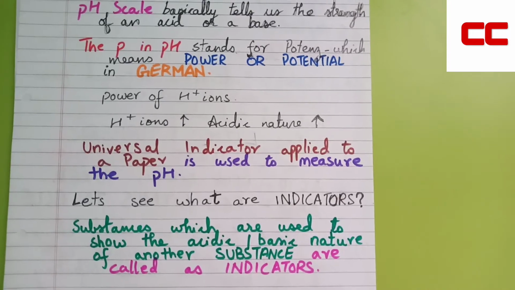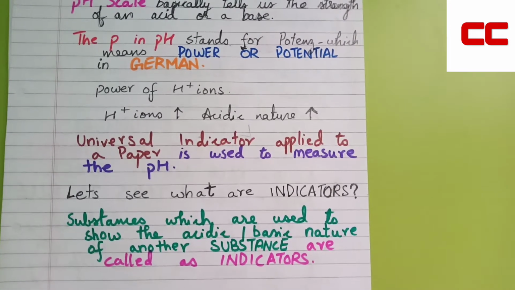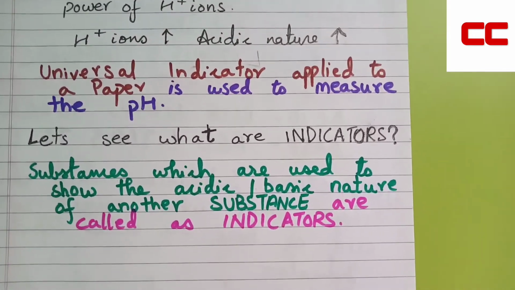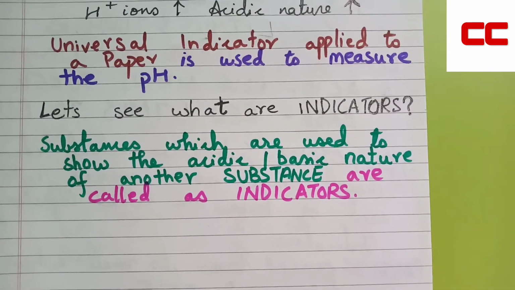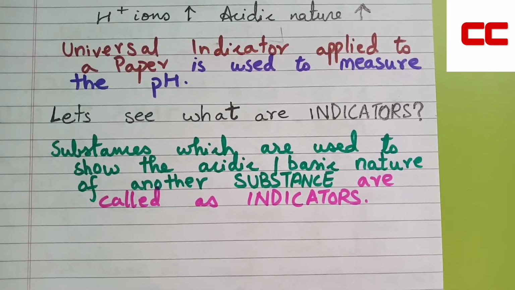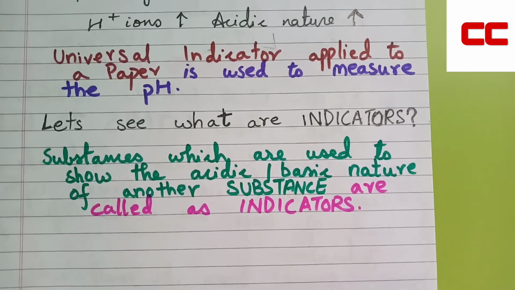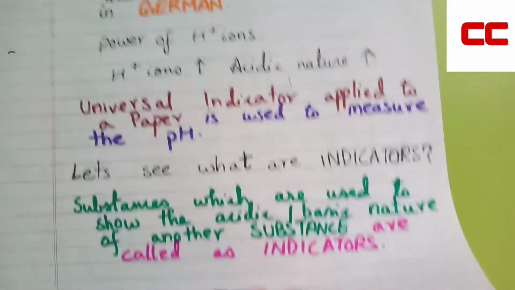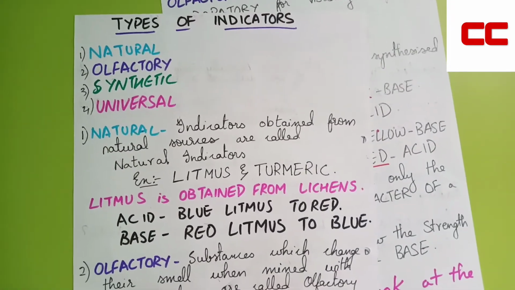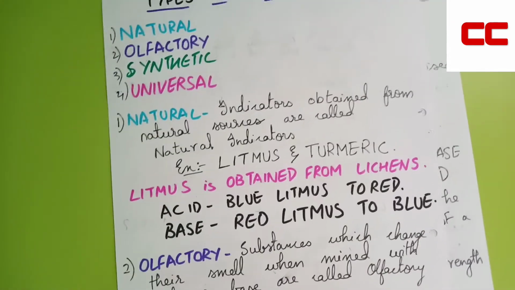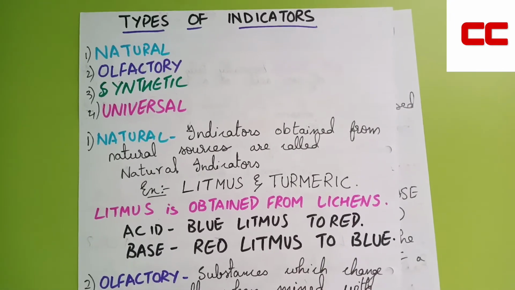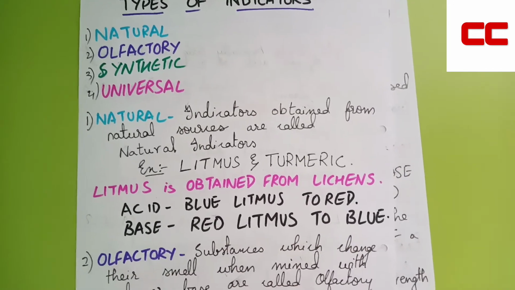Indicators are substances which are used to show the acidic or basic nature of another substance. I'll repeat once again, please listen carefully. Substances which are used to show the acidic or basic nature of another substance are called indicators. And coming to types of indicators, there are 4 types: natural, olfactory, synthetic, universal. So first let us discuss natural indicators.